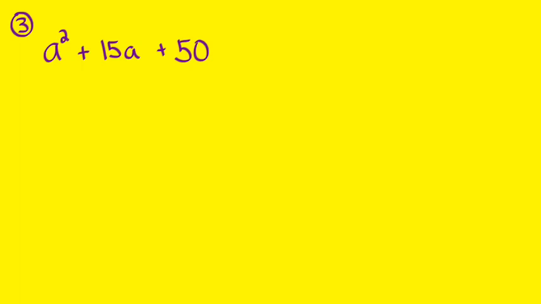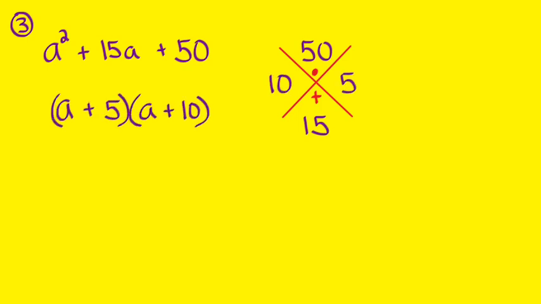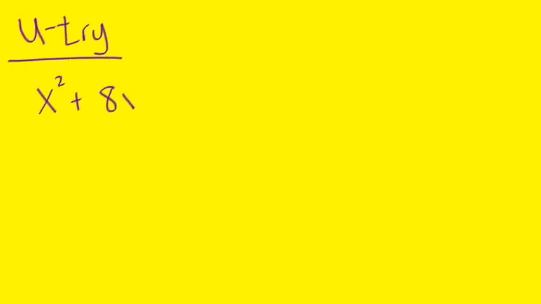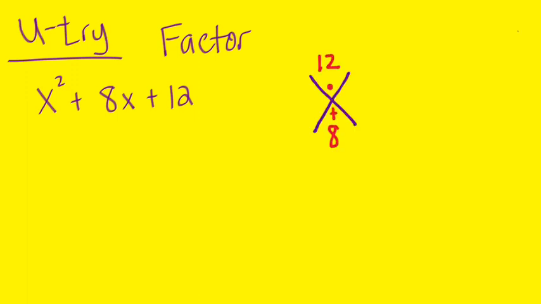So let's see if we're getting the hang of this. Go ahead and try this one and then check your answer. Pause the video, obviously. Okay, so I look at this. I'm looking for two numbers that multiply to be 50 but add to be 15. And obviously that's 10 and 5. Okay, this was the you-try we did in class. Pause the video here and then check your answers. And we get 2 and 6.